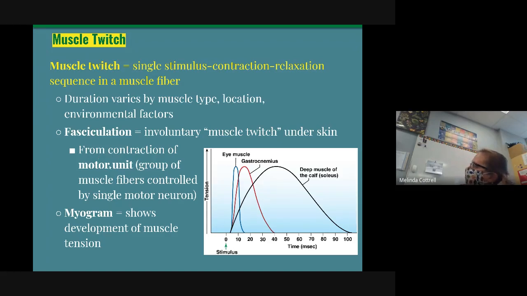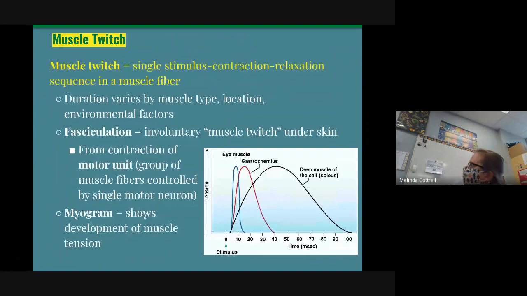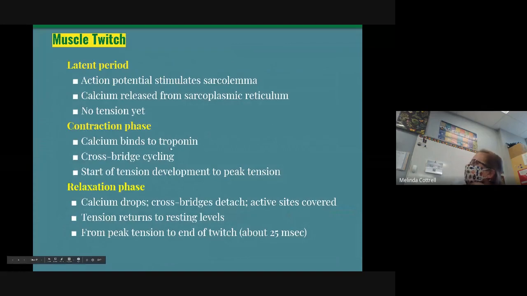A motor unit is, now we just have some terms as we move forward in this section because they're going to use it. A motor unit is a group of muscle fibers that are controlled by a single motor neuron. And we're going to talk about motor units again tomorrow. And then a myogram is actually showing the development. So this is a myogram, showing the development of the contraction. So this is just showing you some overlap with some of the physiology of what's happening with each of these.